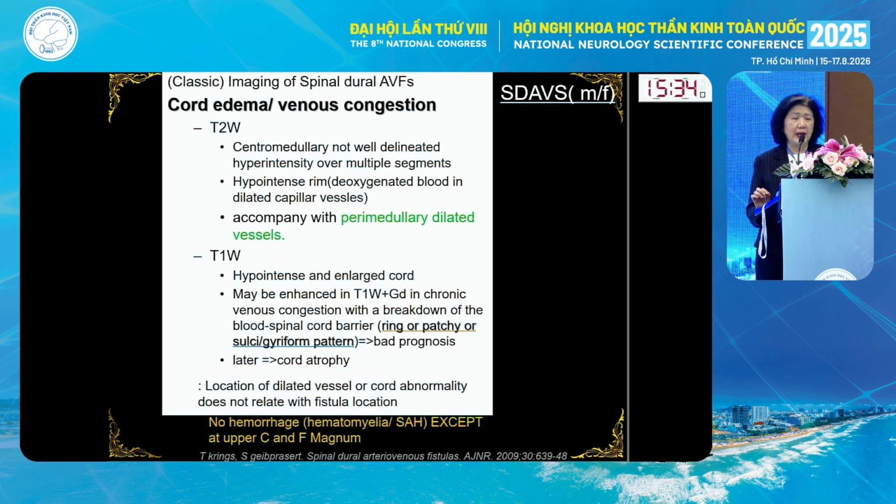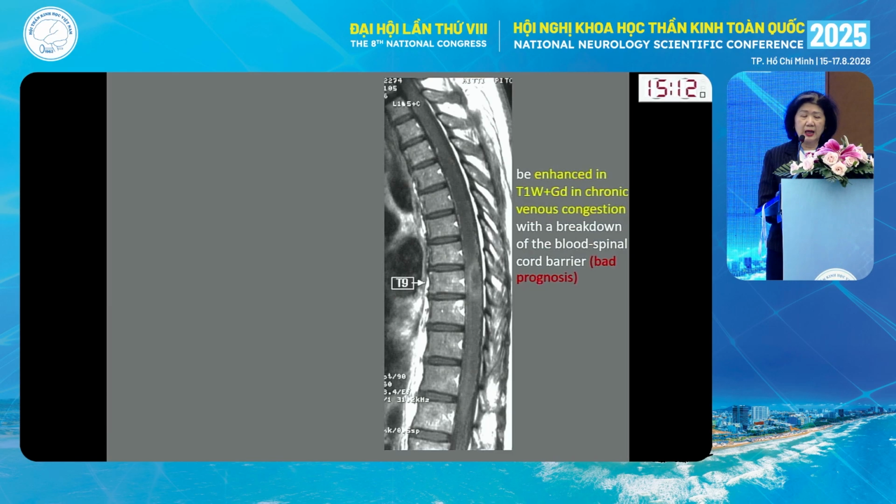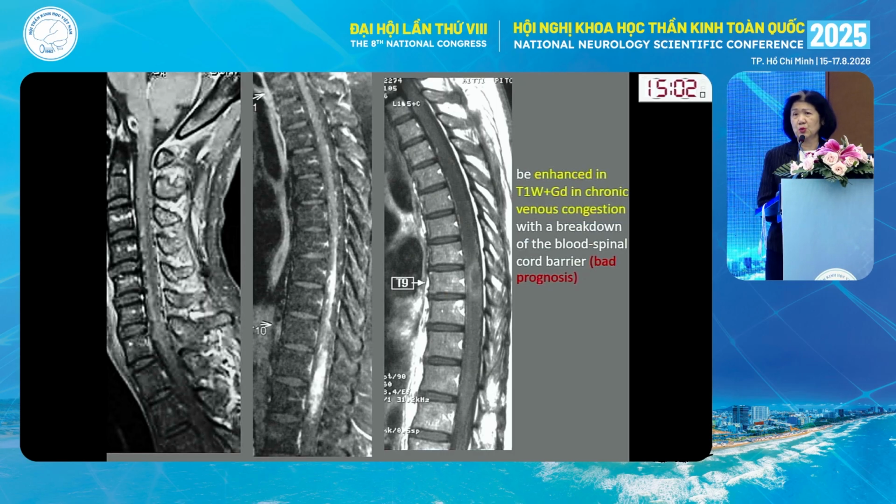Classic imaging finding: it's not just the hyper T2 weighted signal, but you can see all of this enhancement. And it's not a good prognosis. If you see this hyper T2 cord with a lot of vessels around, and you see a pattern of enhancement, either ring enhancement, like this is ring enhancement, you see, or patchy. This is sulcal enhancement, this is patchy enhancement. With these 3 types of enhancement, you can tell the patient that this is not a good prognosis.